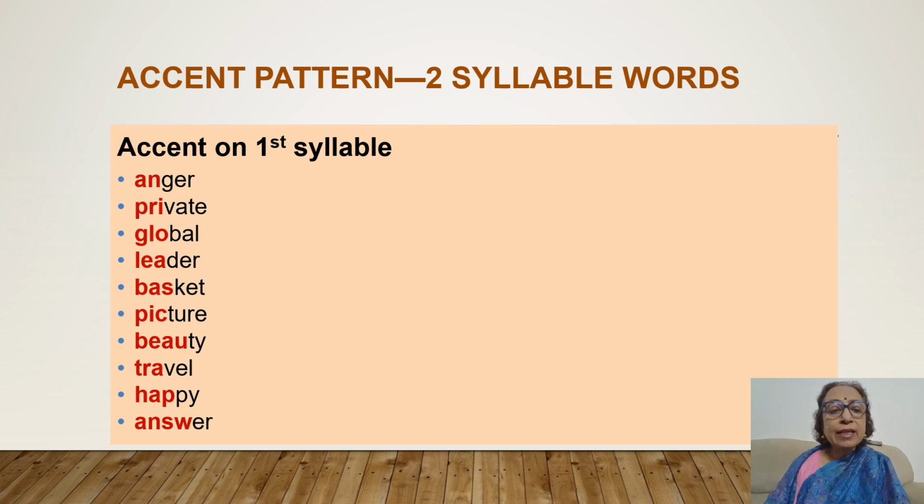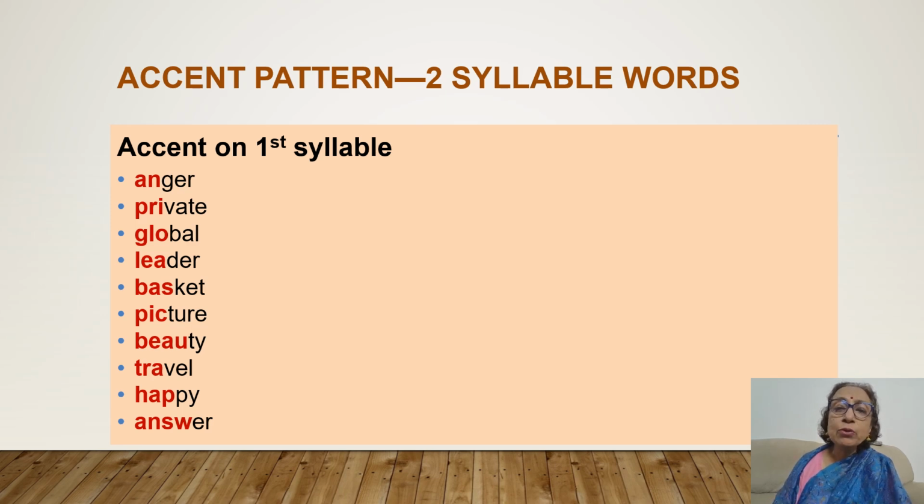So here, the next word is private. Pri, a lot of stress, vit, no stress. Then global. Glow, a lot of stress, bul, no stress. Leader. Lead, a lot of stress, der, less stress. Basket, basket. Picture, beauty, beau, a lot of stress, ty, no stress. Travel, happy, answer, answer.